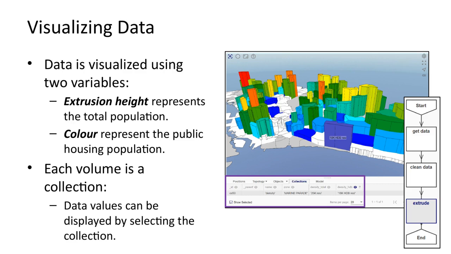In addition, each extruded shape is also converted to a collection. The collections have attributes for total residential and public housing residential. The data values can be displayed in the 3D viewer by selecting the collection.